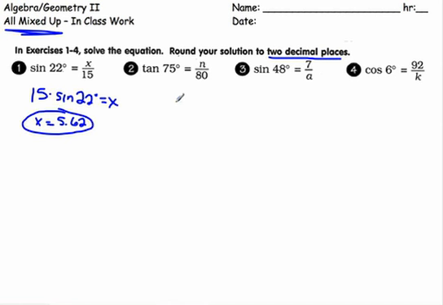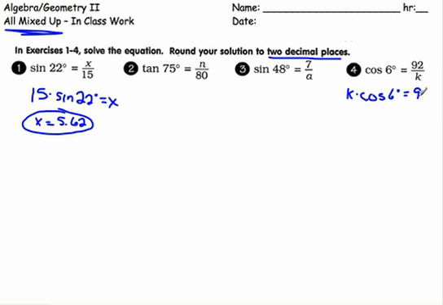So that'll be our answer. Okay. The second one's going to be pretty similar, so I'm going to jump to the fourth one here. In the fourth one, we have something different. We have a k in the bottom. When we have a k in the bottom, we still follow the same rule. We need to multiply both sides by the denominator in order to get rid of it. What that'll give us is k times the cosine of 6 degrees is going to equal 92.